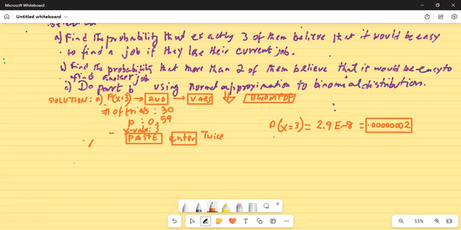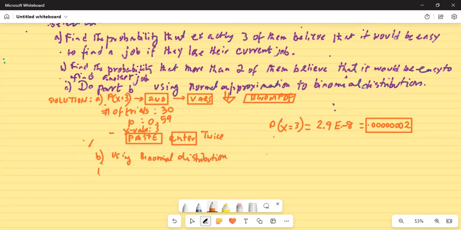Now part B. We will do part B using binomial distribution. So part B. So we will do part B here. Okay, using binomial distribution.